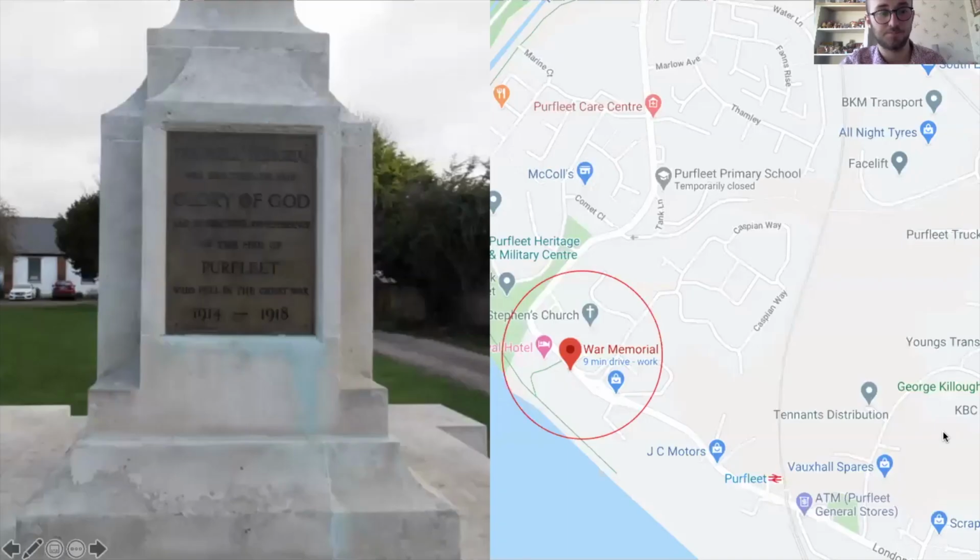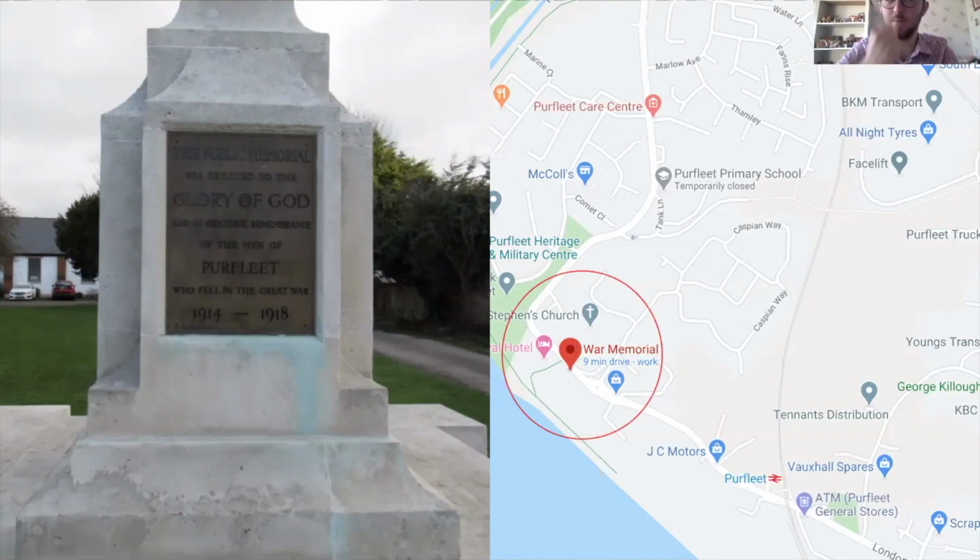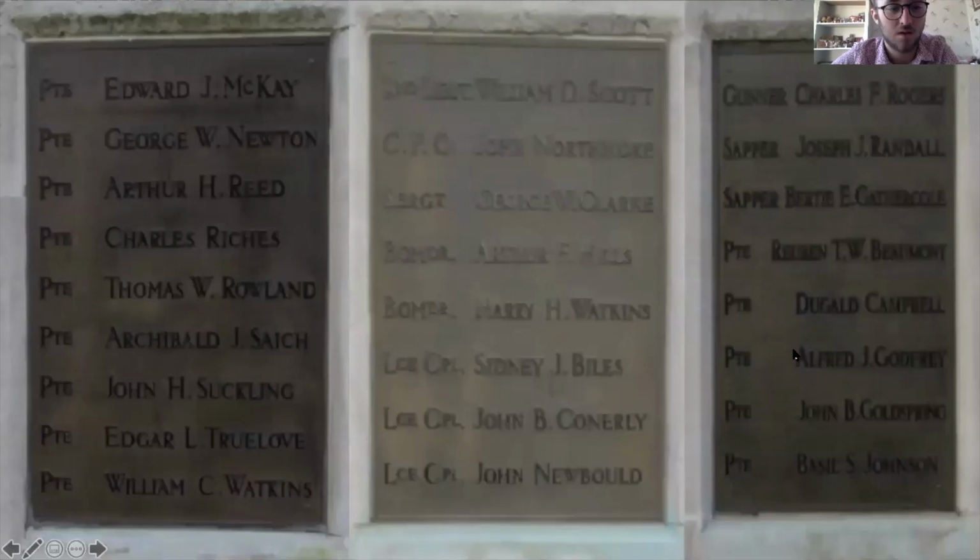Okay, so we obviously decided at the end of the last lesson, a good place to start is a war memorial to give us names here. So I've just listed this one here. This is the Purfleet War Memorial right near Purfleet Station. I'm sure all of you know where this is and would have walked past it at some point. And we can see that it's made in grateful remembrance of the men of Purfleet who fell in the Great War, 1914 to 1918, which is the First World War. So these are all of the names on the memorial, of all the different men that unfortunately died in the First World War.